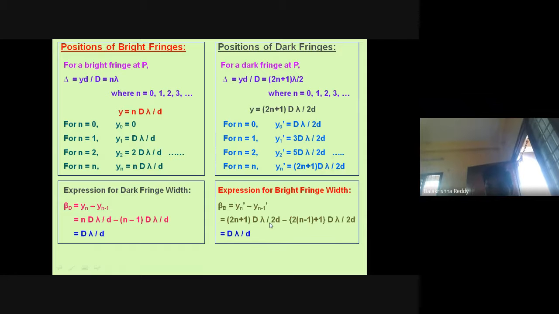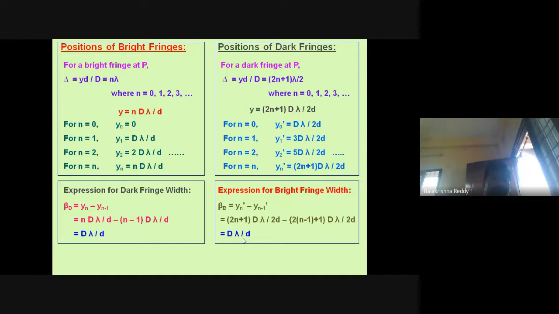These two belong to the dark fringe positions: the (n minus 1)th position and the nth position. If I subtract those two, I get the same answer as before, d lambda by small d. That means the fringe width remains the same in both cases. The fringe width remains the same for the dark fringe as well as the bright fringe in the same interference pattern. Remember, even for the central fringe you will have the same fringe width.